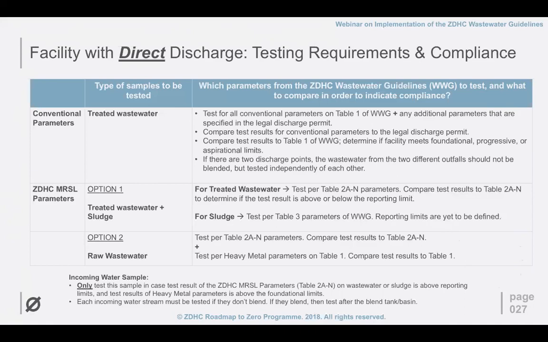Now, for the incoming water sample, that sample is not tested unless you have results that show the MRSL parameters show up in the samples above. And so that sample is held and is not tested unless those parameters show up. The whole purpose of that is to determine whether some of those parameters are in the raw water that you're using in your process. So, all right, next slide.